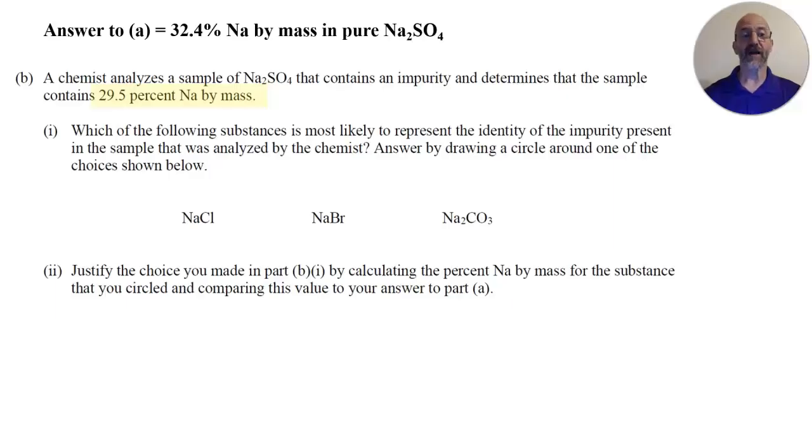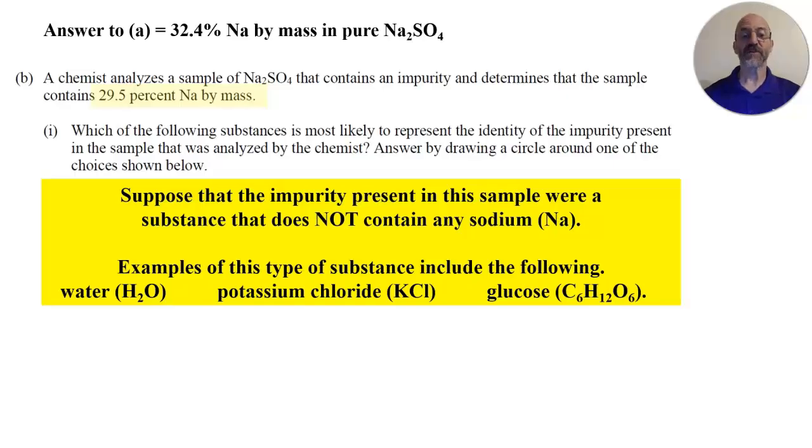Now in part I of part B, it says, which of the following substances is most likely to represent the identity of the impurity present in the sample that was analyzed by the chemist? Answer by drawing a circle around one of the choices shown below. So we have 3 substances: sodium chloride, NaCl, sodium bromide, NaBr, and sodium carbonate, which has the formula Na2CO3.